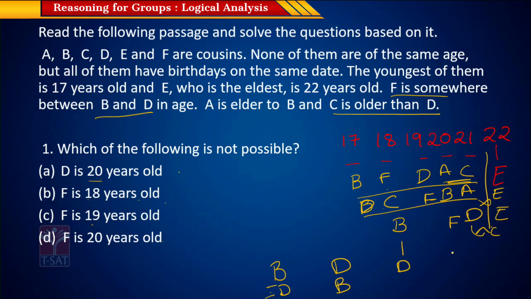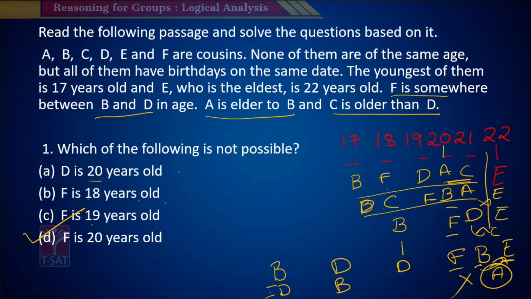If say D is here, F is 20 years old, F is in this position, and we can say that B is here, then again we have to see A is elder than C. So we need another place here between 21 and 22 to fit in A, which is not a possibility because they're all different ages. So this is definitely not possible. So the answer is F, being 20 years old, is not possible. Now let's look at the next question now.